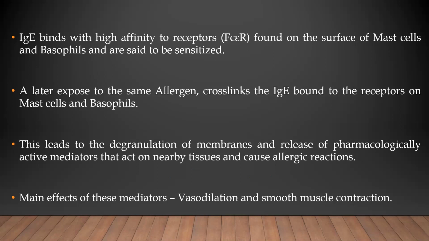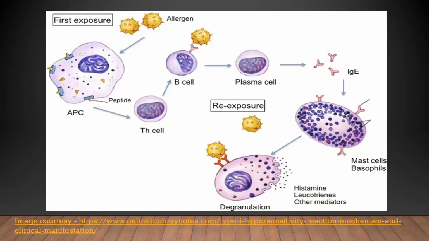Now, what are the main effects of these mediators when they're released into the surrounding medium? It is going to lead to vasodilation. Vasodilation means dilation of the blood vessels, and also it is going to lead to smooth muscle contraction. This is a pictorial representation of the entire process that will happen. For example, what happens when allergen enters inside the body? So this is basically the first exposure.